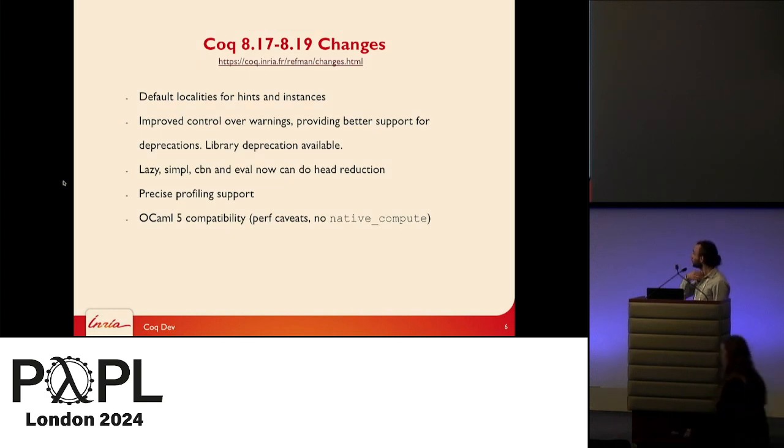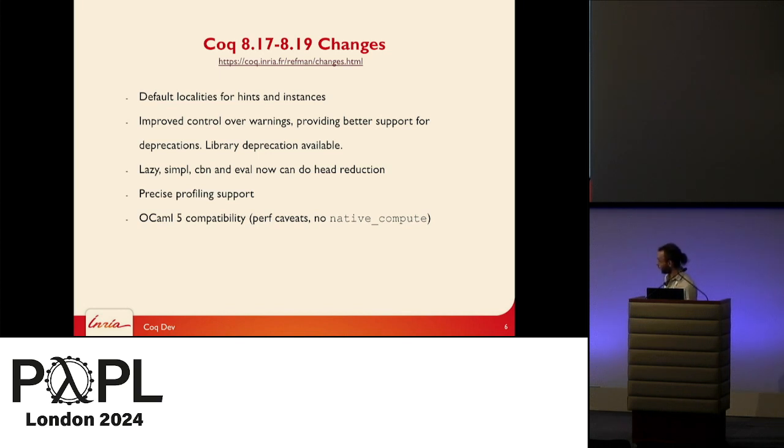Okay. So apart from this, a few other changes that you want to be aware of. Well, you're going to be aware if you've not been through that yet. That default localities for hints and instances are changing, in particular so that people are aware of where things are exported. So you're going to get a lot of warnings for that. There is some improved control over warnings that should allow you to use warnings to deprecate definitions or libraries more easily. Finally, lazy, simple CBN eval, so the reduction tactics, can do head reduction and not only strong reduction, which is a common user request.